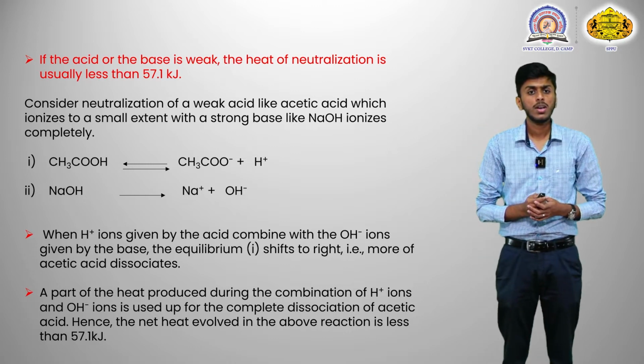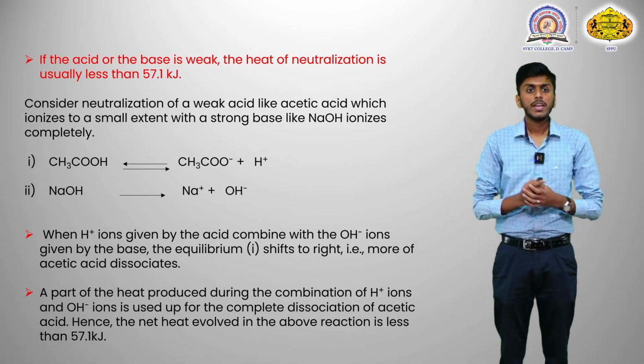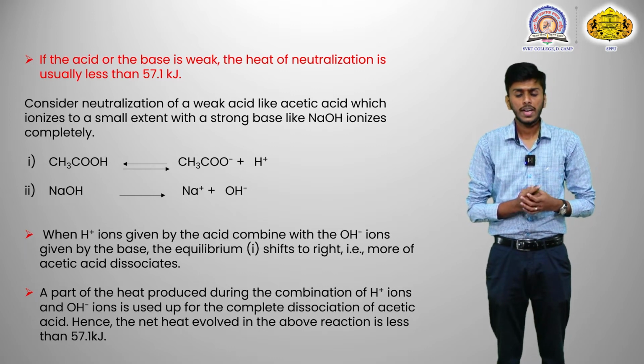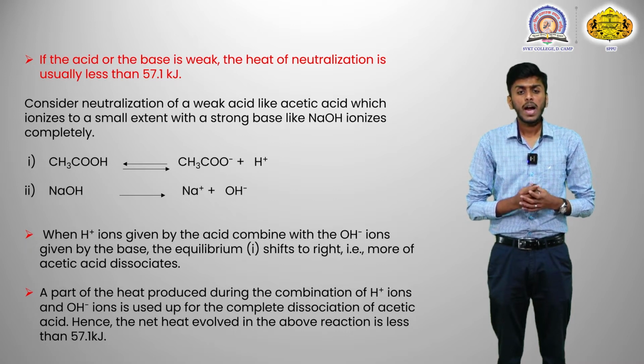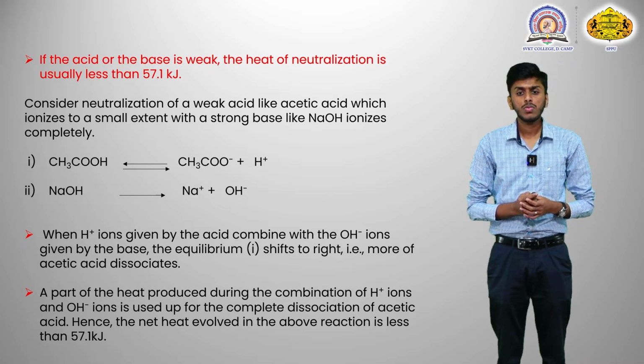We can see reaction 1, acetic acid giving us CH3COO minus ion and H plus, and NaOH ionizes as Na plus and OH minus ions. When the H plus ion given by the acid combines with the OH minus ion given by the base, the equilibrium in the first reaction shifts to the right side, that is, more and more acetic acid is dissociated. Then part of the heat produced during the combination of H plus and OH minus ions is used for the complete dissociation of acetic acid. Hence, the net heat evolved in the reaction is less than 57.1 kilojoule.